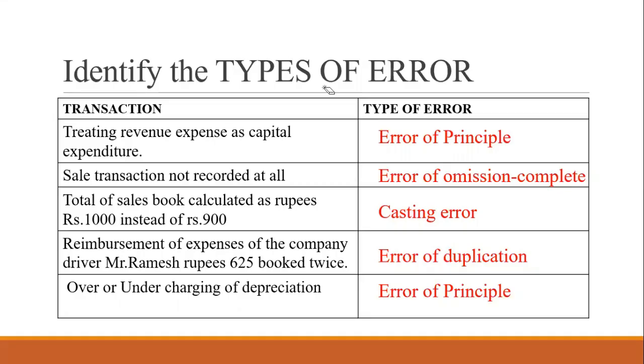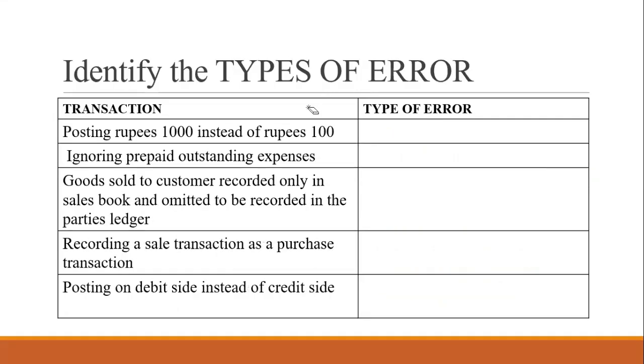There is one more exercise. Now note down these transactions. This is the last exercise under errors. Then we'll be jumping to the next part, that is frauds. So note down these transactions and again quickly note down what type of errors they are, and then we'll again discuss the answers.